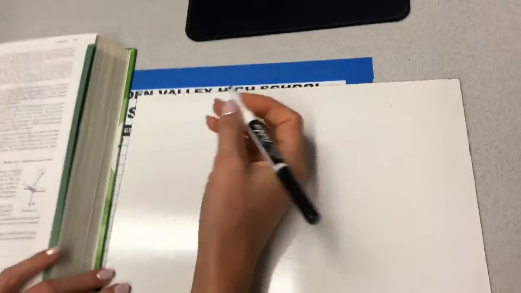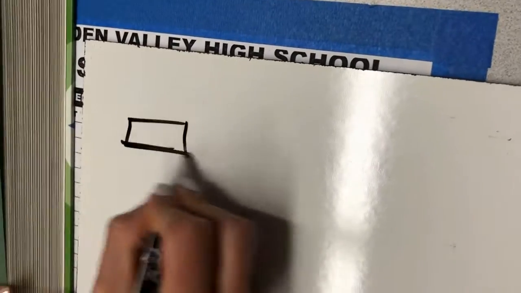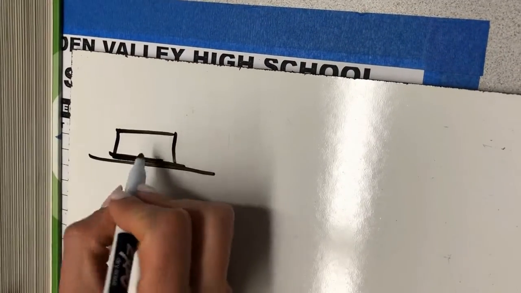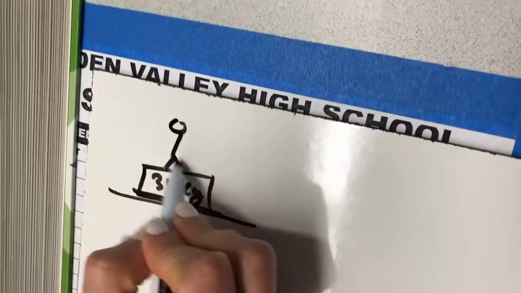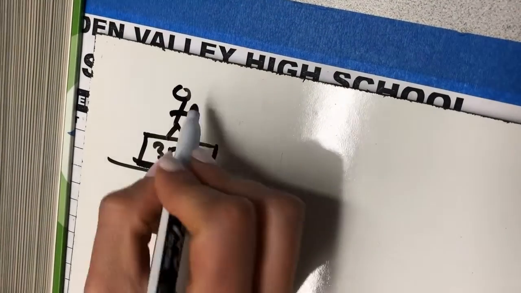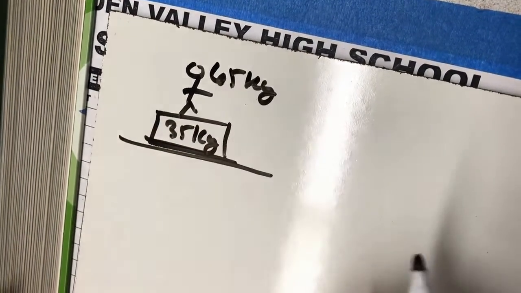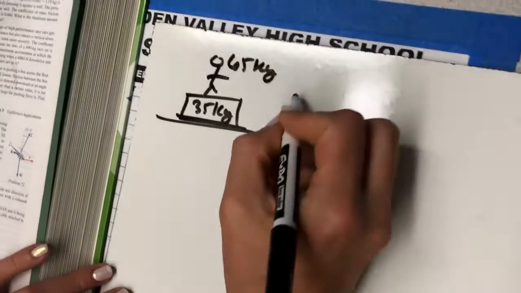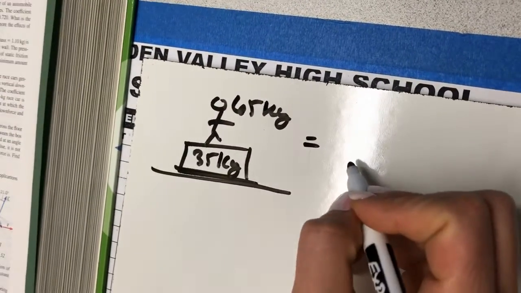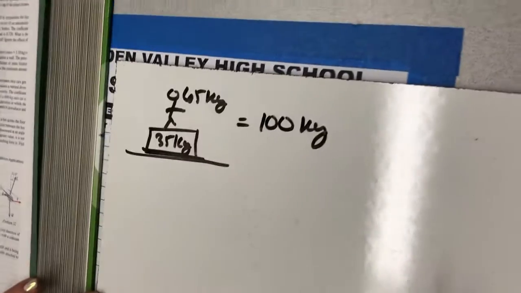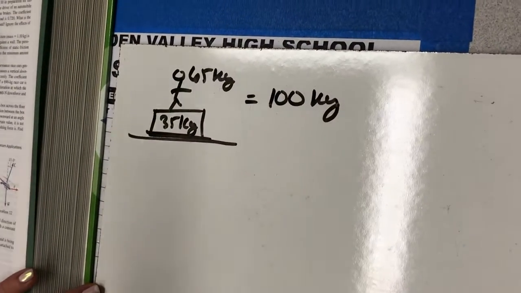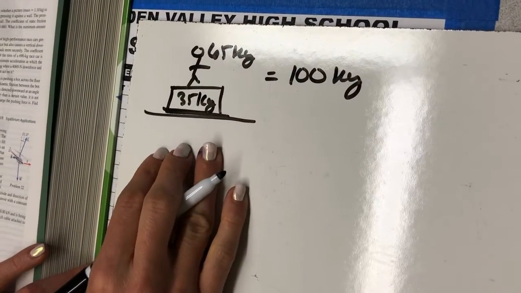Okay, so what do we start off with first here? Let's draw what we've got going on here. So we've got floor, and crate, and then person, which was 65 kilograms, right? If we add those two masses together, what do we get? Looks to be like 100, yeah? Yep. Okay. So now we've got our diagram.